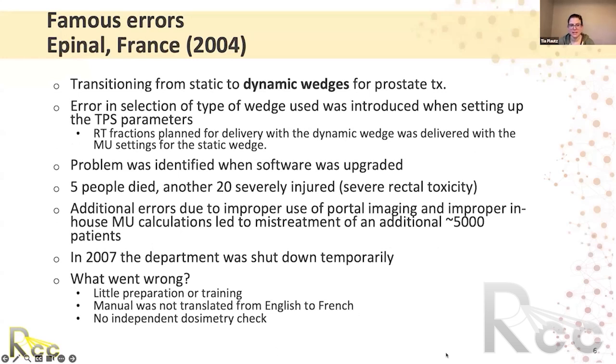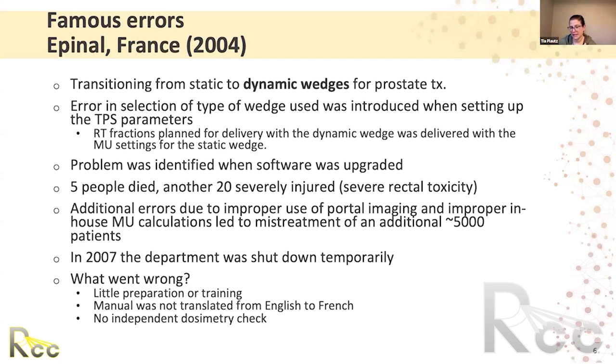A second famous error occurred in Epinal, France in 2004. In this clinic, they were transitioning from using hard wedges to dynamic wedges, and an error was introduced into the treatment planning system. Instead of calculating the MUs for the dynamic wedge, the MUs were still being calculated using the hard wedge settings. The problem was identified when the software was later upgraded. But as a result, 5 people died, 20 were severely injured, and approximately 5,000 other patients were mistreated due to this and additional errors.